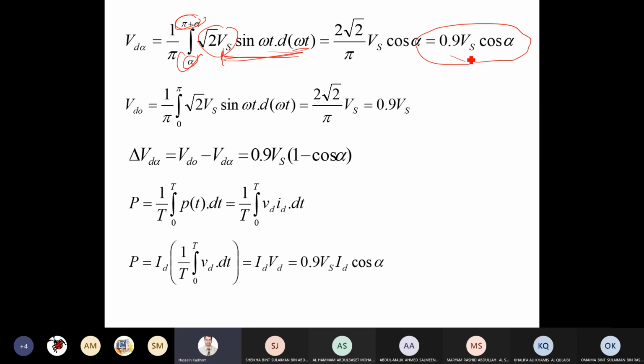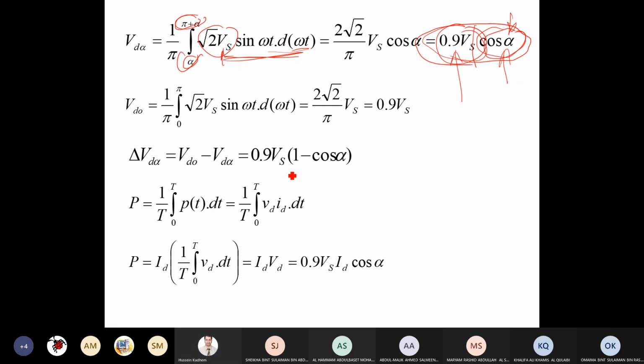Now I will stop a little bit here at the formula. Without cosine, just 0.9 Vs, this is the diode circuit formula. But here I have cosine alpha for the thyristor. In the diode formula we don't control anything; the output is directly 0.9 Vs. But here we have a controller, we have cosine alpha. So if I control alpha, I control cosine alpha, then I control Vd, the delivered output voltage. Let's assume alpha is 0, cosine 0 is 1. When its alpha is 0, the thyristor behaves like a diode.